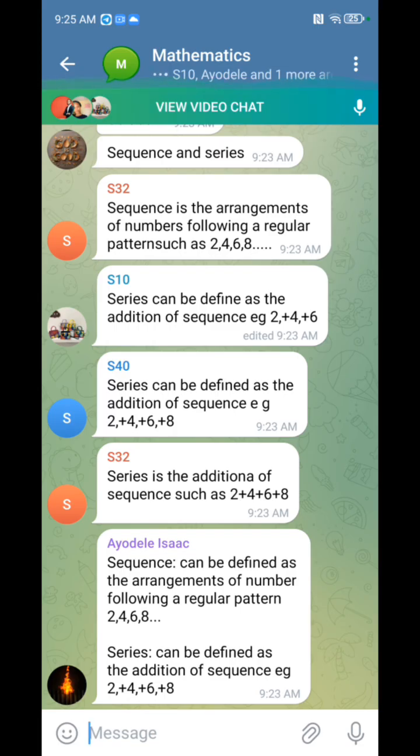Is somebody putting down now? Arithmetic progression is the addition and subtraction of regular pattern. It's also called linear sequence. While geometric progression is the multiplication and division of regular pattern, it is also called exponential sequence.